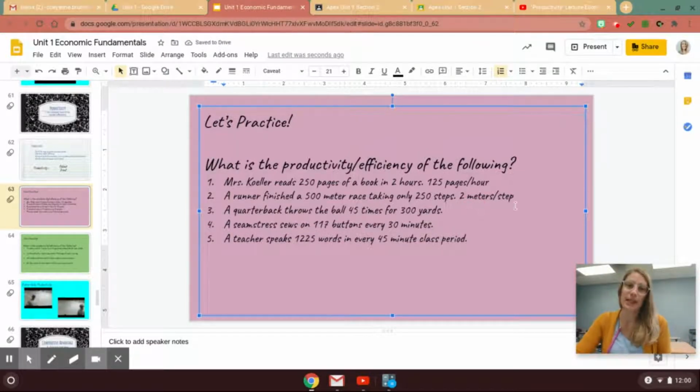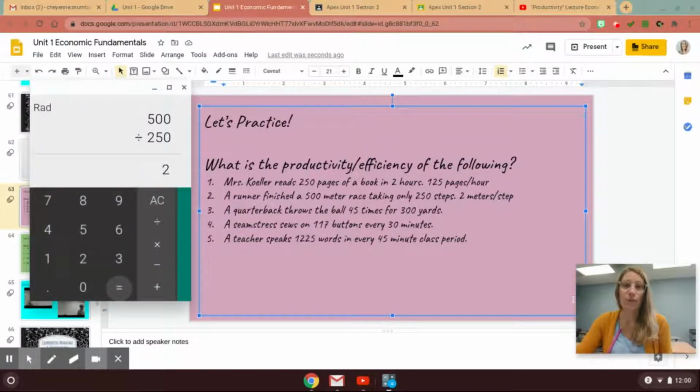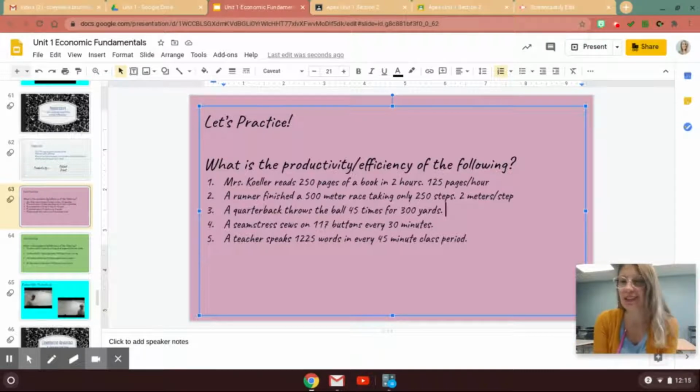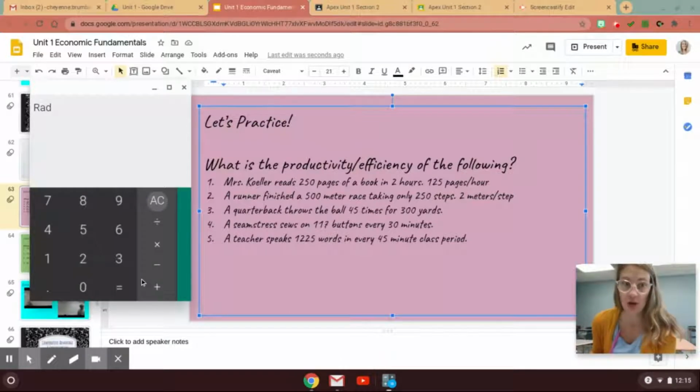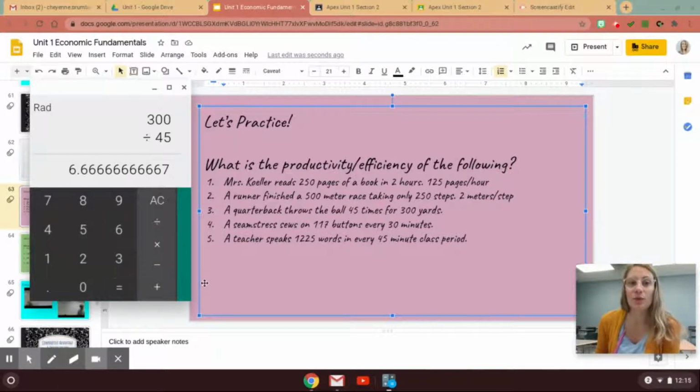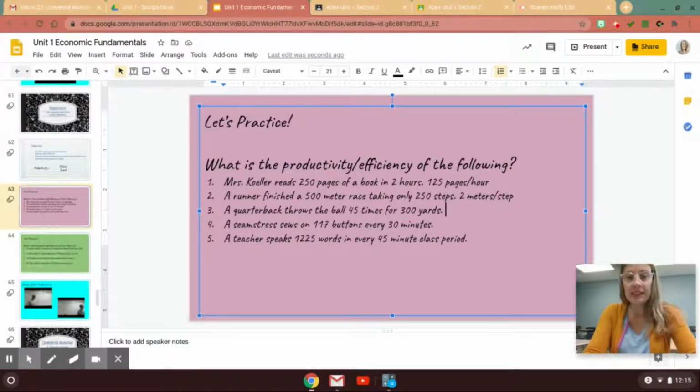Number 3. A quarterback throws the ball 45 times for 300 yards. So this one looks a little different than the last ones we were looking at. So our output here would be what? What did he throw? So in this case, he threw 300 yards. And in that 300-yard span, he threw 45 times. So our output is 300, and our input is 45. And that would equal 6.6 yards per throw.